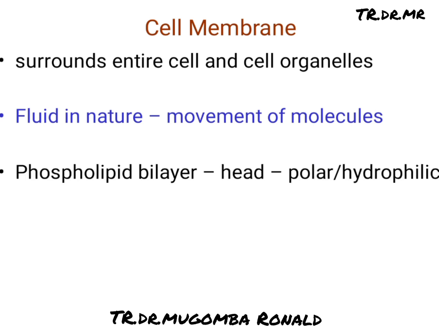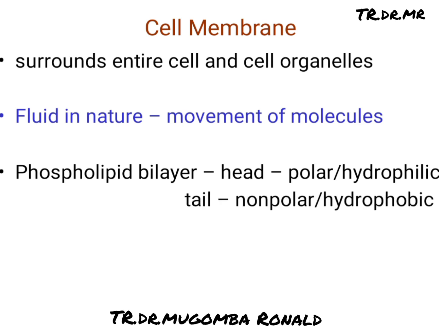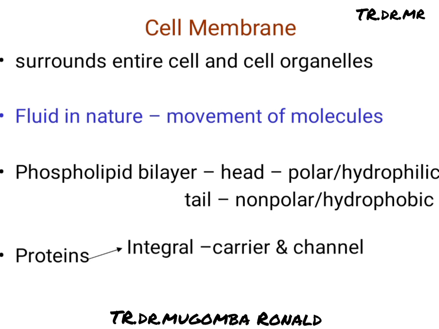It is made up predominantly of a phospholipid bilayer, with the head being polar or hydrophilic and the tail being nonpolar, that is, hydrophobic. The tails project inwards towards each other, and they create what we usually call the hydrophobic region. The heads project outwards and inwards to the cytoplasm because they are hydrophilic, they are water-loving. It also contains some proteins within it, and these proteins are in categories.